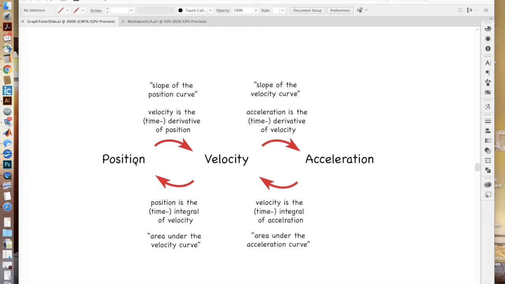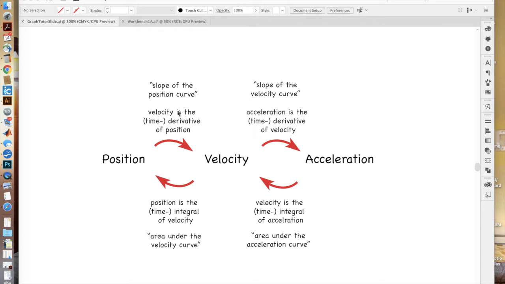So, as you know, velocity is the derivative of position, right? Because velocity is delta x over delta t, which when we take it to a limit of small time becomes dx/dt, which is the derivative of position with respect to time. Similarly, acceleration is the time derivative of velocity. Acceleration is dv/dt, or delta v over delta t. So going in this direction, we're taking derivatives.